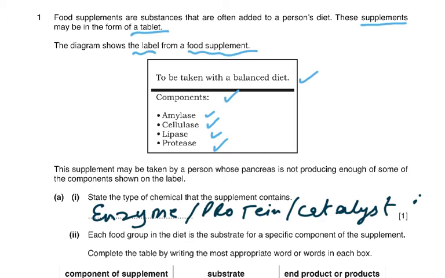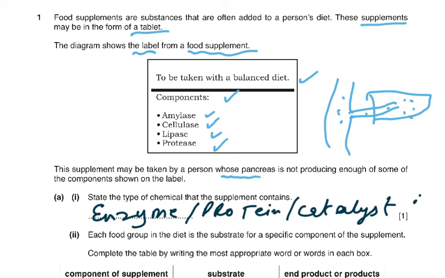The supplement may be taken by a person whose pancreas is not producing enough of some of the components shown on the label. Now, if you remember, this is the pancreas, and then this is the pancreatic duct, and it opens into the duodenum, and it makes these enzymes, and these enzymes are thrown into the duodenum, and they digest the food. So basically, the pancreas makes pancreatic enzymes, the three enzymes which are pancreatic amylase, pancreatic lipase, and trypsin, which is a pancreatic protease.